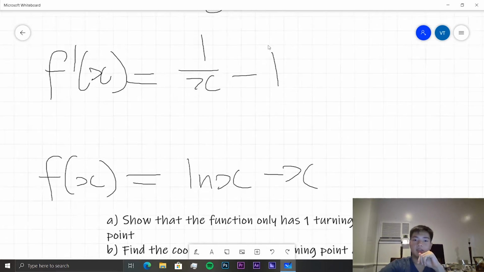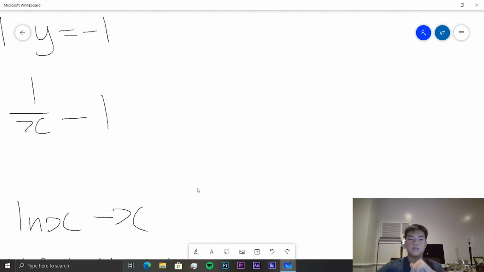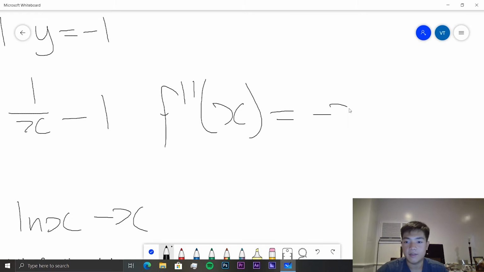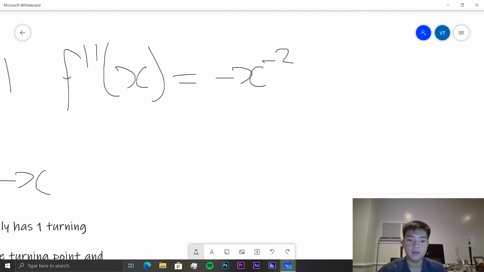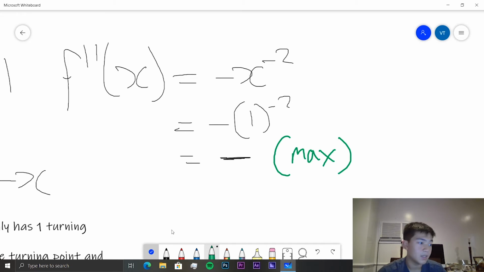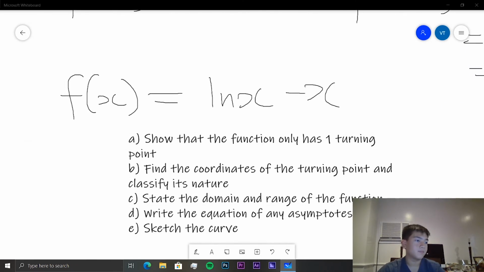We can get the second derivative to find the nature of the turning point. So the second derivative is equal to negative x to the negative 2. So if we put in x equals 1 here, we get negative 1 to the negative 2, so it's equal to a negative. So this means that the turning point is a maximum. Next, state the domain and range of this original function.